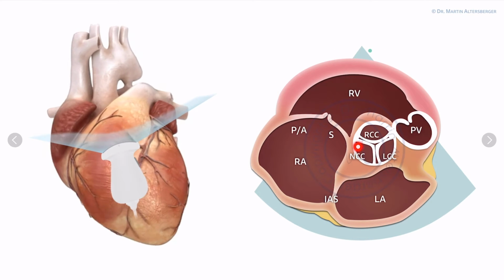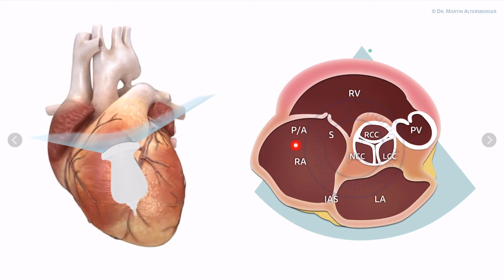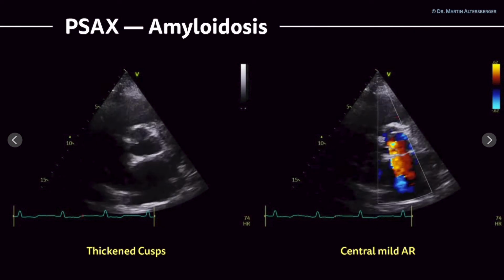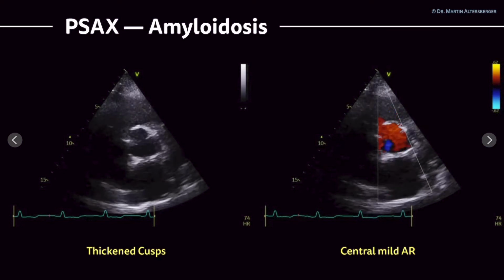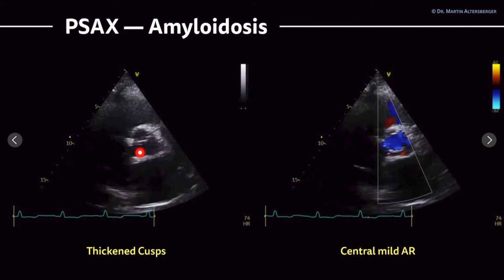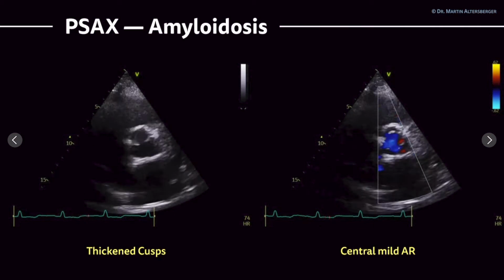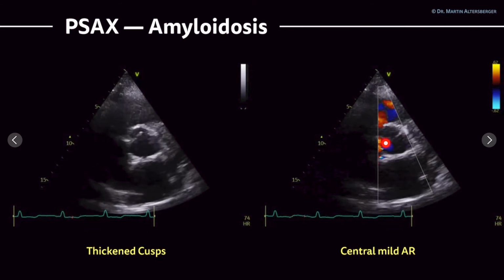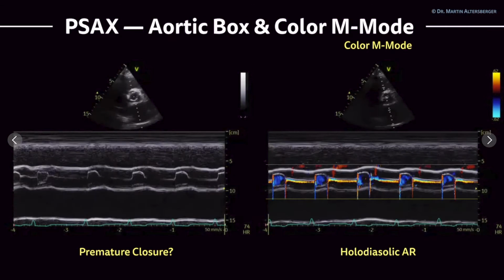Well, we start again with the peristernal short axis at the level of the aortic valve. We remember we have the aortic valve in the center of the image, here the tricuspid, here the pulmonic valve. When we focus on the aortic valve, we have seen this patient already in the previous video. We do see that this is the aortic valve in the center with thickened cusps. And here we have this central and mild aortic regurgitation.